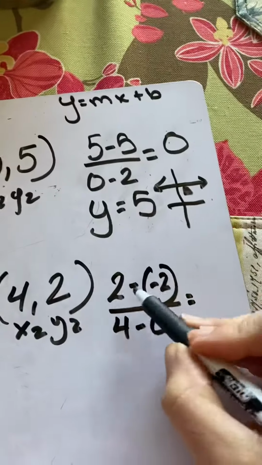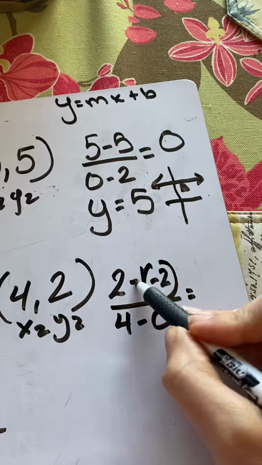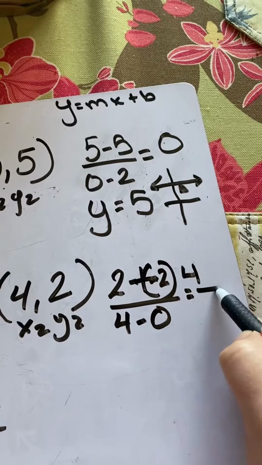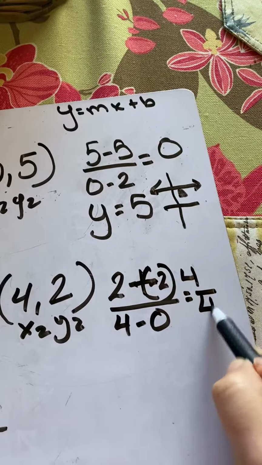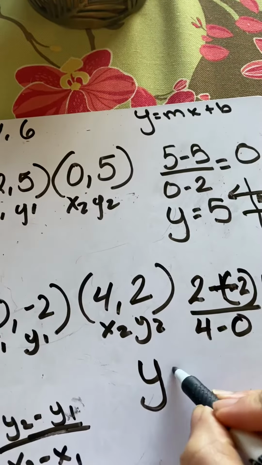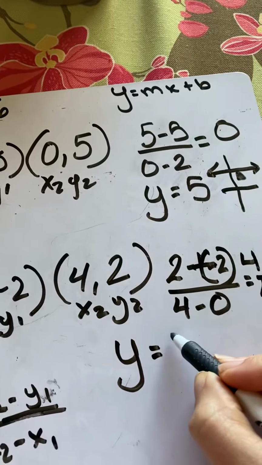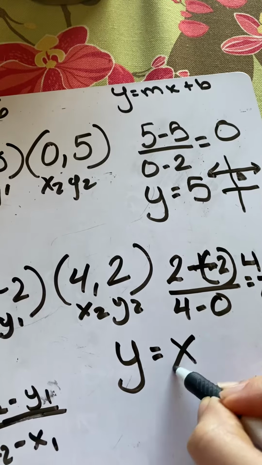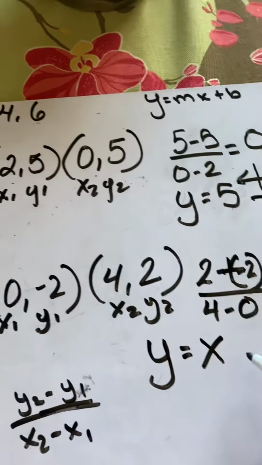Okay. 2 minus -2, 2 plus 2 is 4. 4 minus 0 is 4. So therefore my slope is 4 over 4, or 1. Usually we won't put a 1 in front of the x because it's understood that if you have x there, it's just one of them.